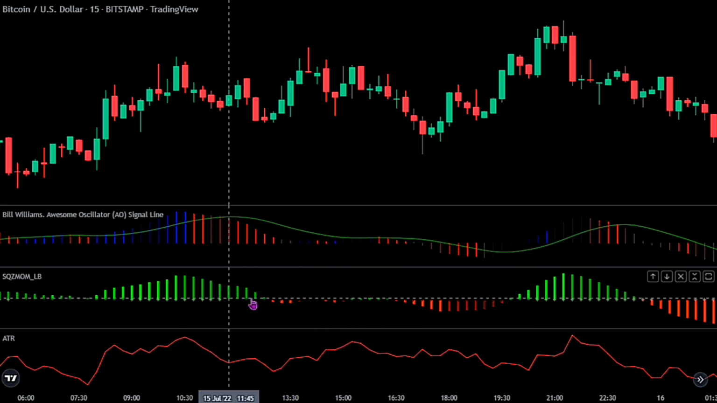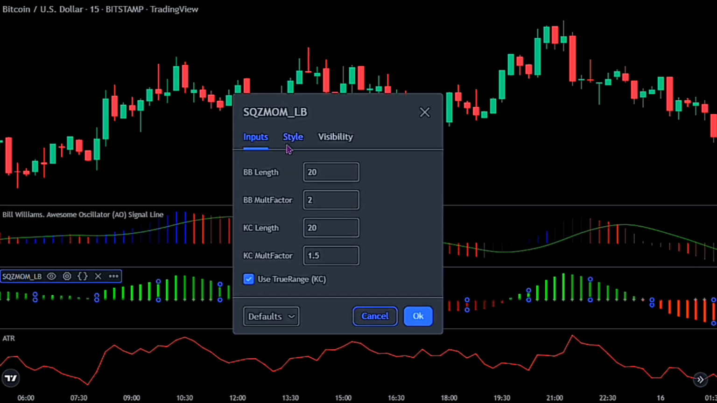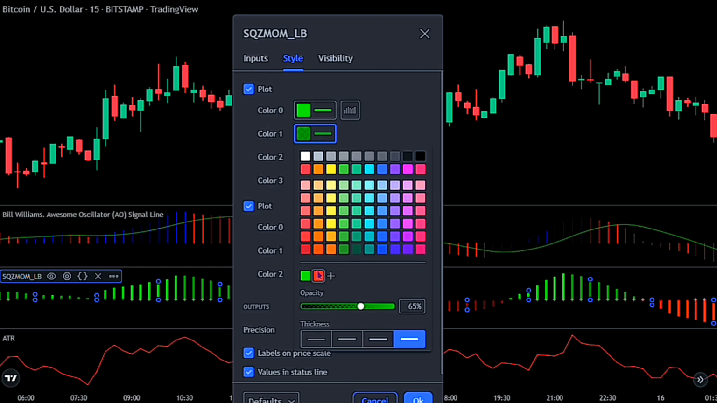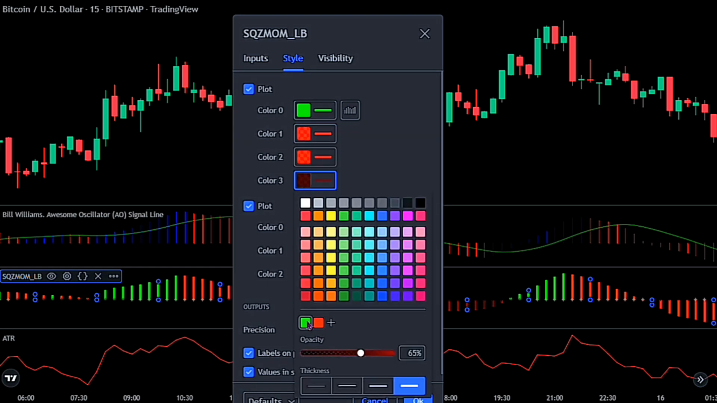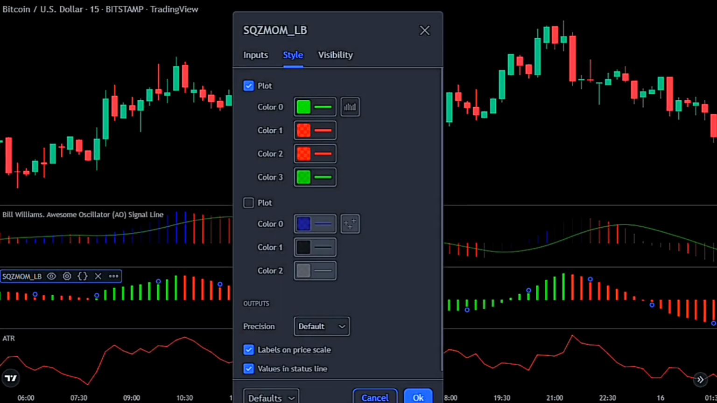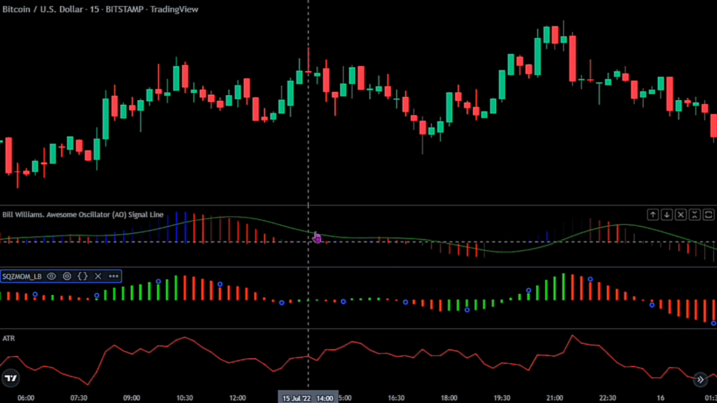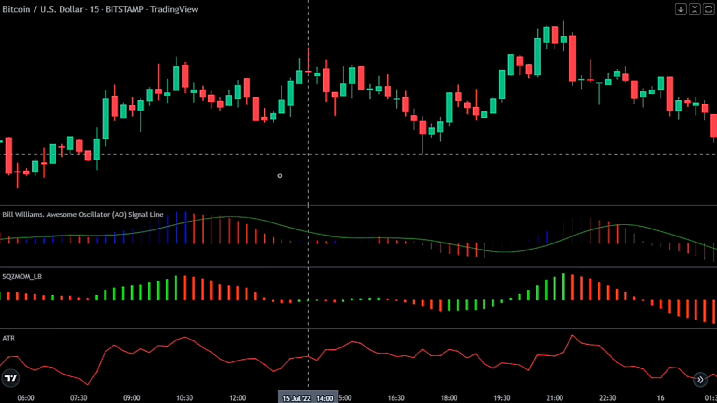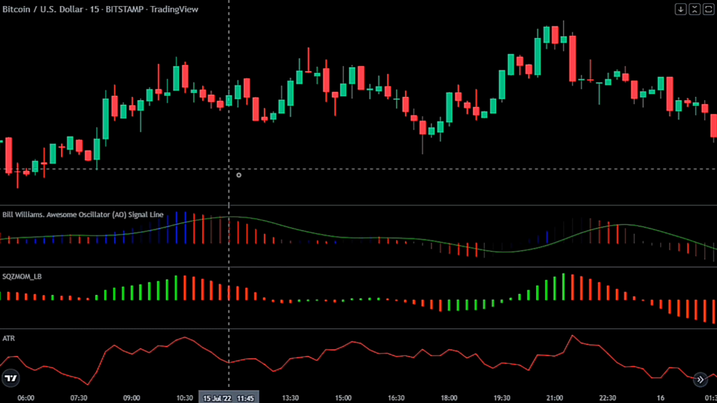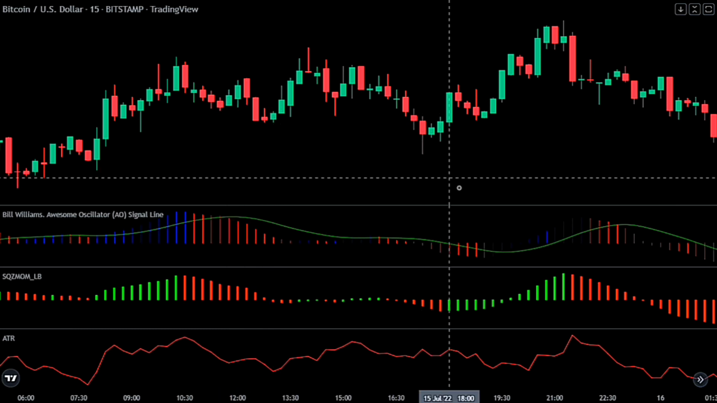Head over to the squeeze momentum indicator and go to the style tab. I want you to change color 1 to red and color 3 to green. Untick the plot below it and click on the OK button. And you will have our chart looking like this, as we won't be changing anything on the ATR indicator, and the strategy is set.